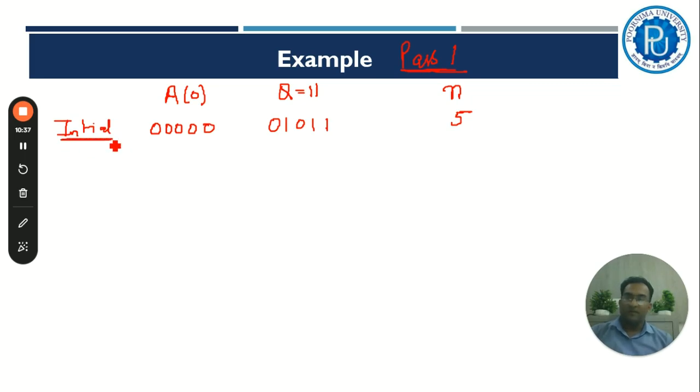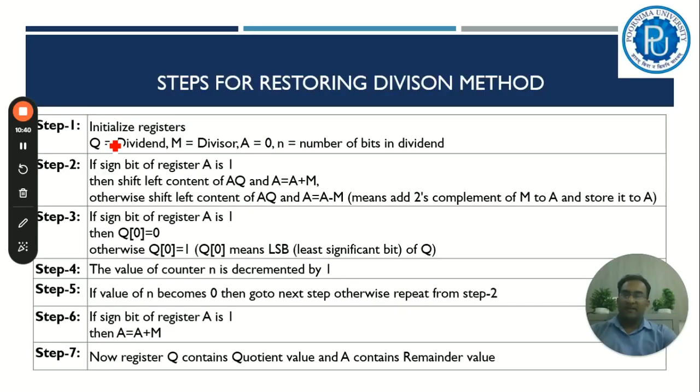Now what the second step says is that we have to check the value of A, the sign bit of A. If the sign bit of A is 1, we will shift left the content of A and Q and we will perform A = A + M.